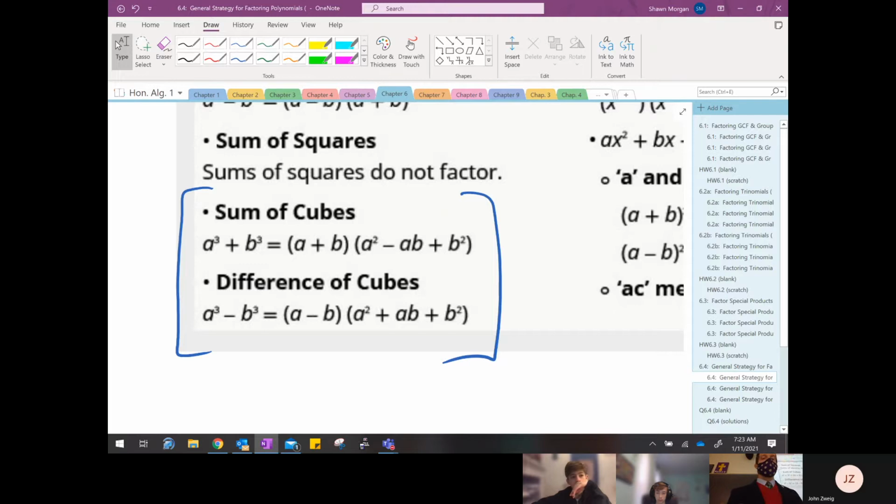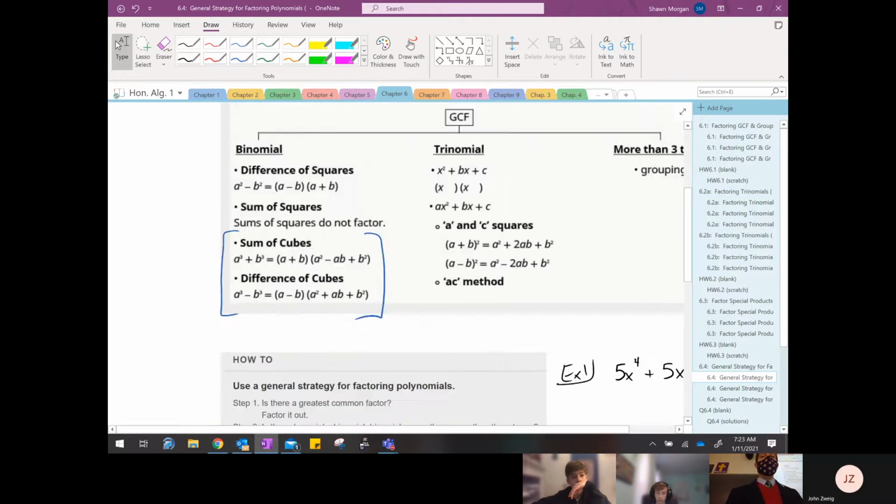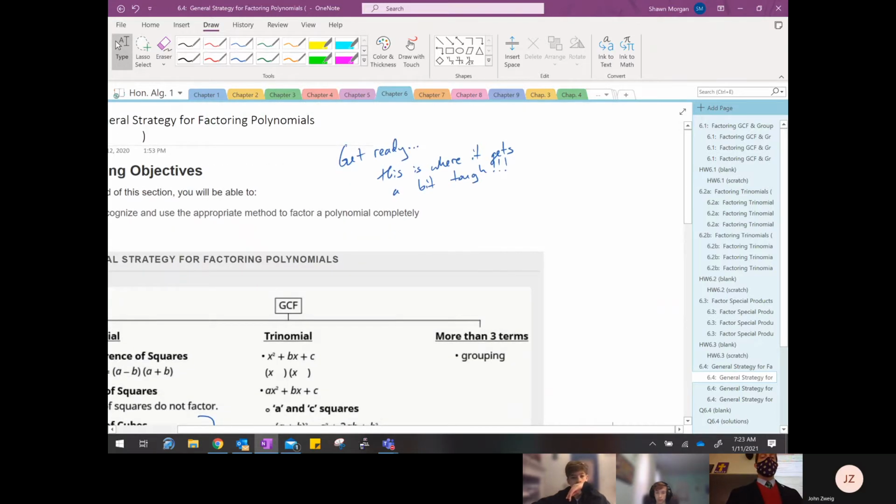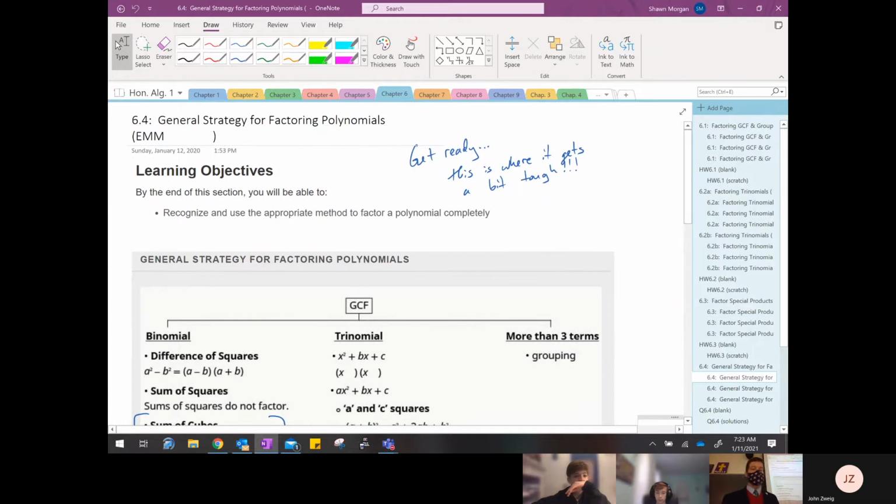Right, good? All right. Now, up at the top, not to scare you guys, but up at the top in this lesson, in this section, this is where it gets a little bit tricky.